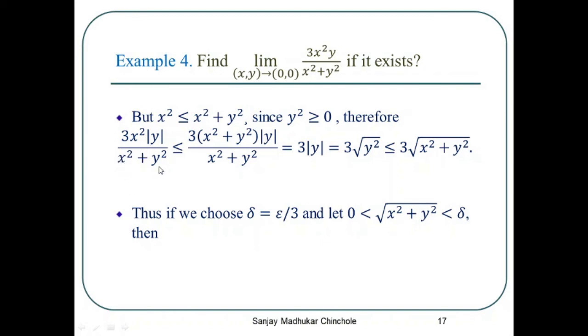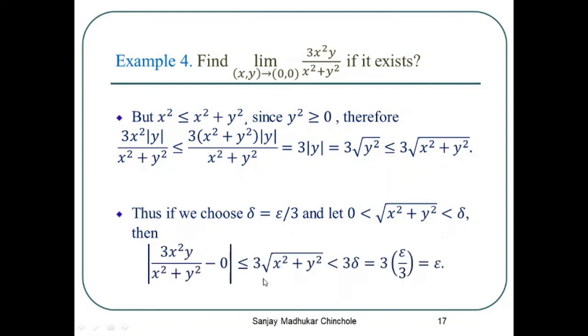This 3x square mod y upon x square plus y square is less than or equal to 3 times root x square plus y square, and this root x square plus y square is less than delta, and delta equals epsilon by 3. Therefore, 3x square mod y upon x square plus y square is strictly less than 3 times epsilon by 3. Means it is just epsilon. Means whenever 0 less than root x square plus y square less than delta, what we get? Mod of 3x square y upon x square plus y square minus 0 is strictly less than epsilon.